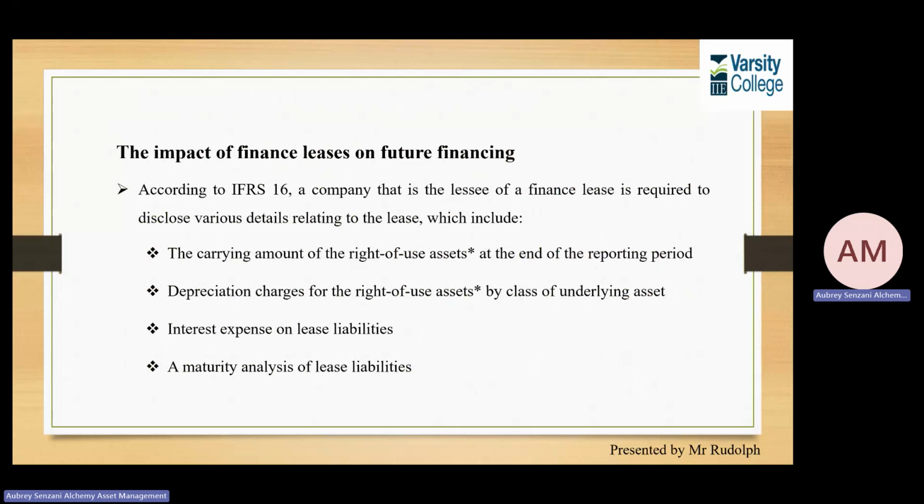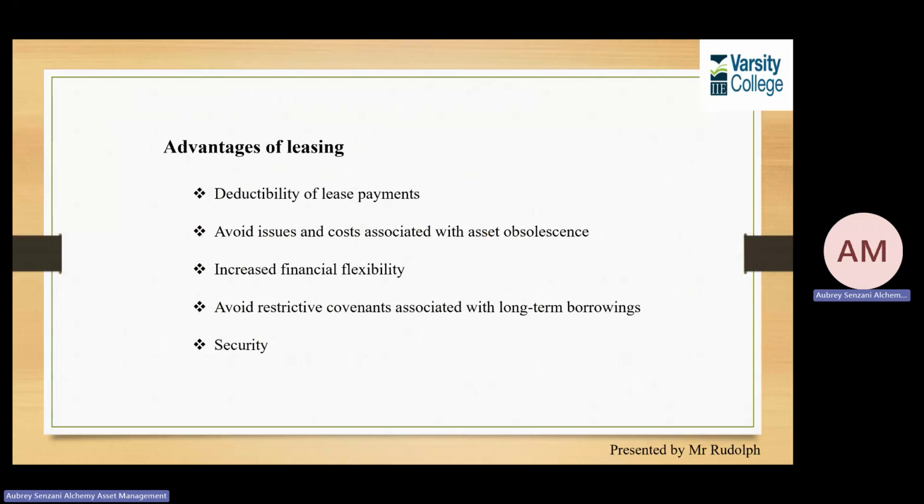Okay, so here they're saying a company that is the lessee of a finance lease is required to disclose various details relating to the lease, which include the carrying amount of the right of use asset at the end of the reporting period, the depreciation that has taken place on that asset, interest expenses on lease liabilities, and then a maturity analysis of lease liabilities. Right, now we speak to the advantages.